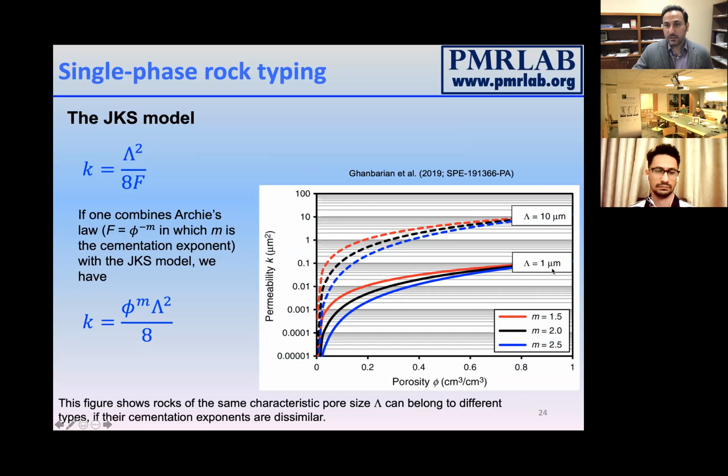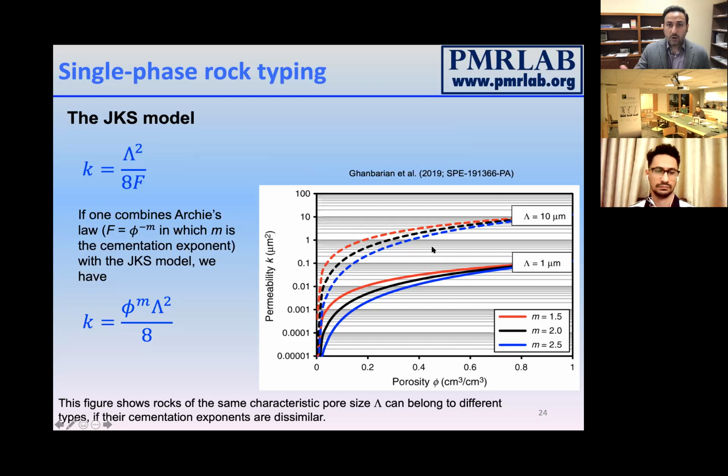We have lambda equals 1 micron and also lambda equals 10 microns. And the curves we get depend very much on the value of M. As a rule of thumb, M would be equal to 2 if you don't have any idea what M is. And by the way, M is the cementation exponent, typically set equal to 2. The point is, for different M values, we get different curves, although all these three curves belong to the same rock type because lambda is equal to 1 micron in both cases.